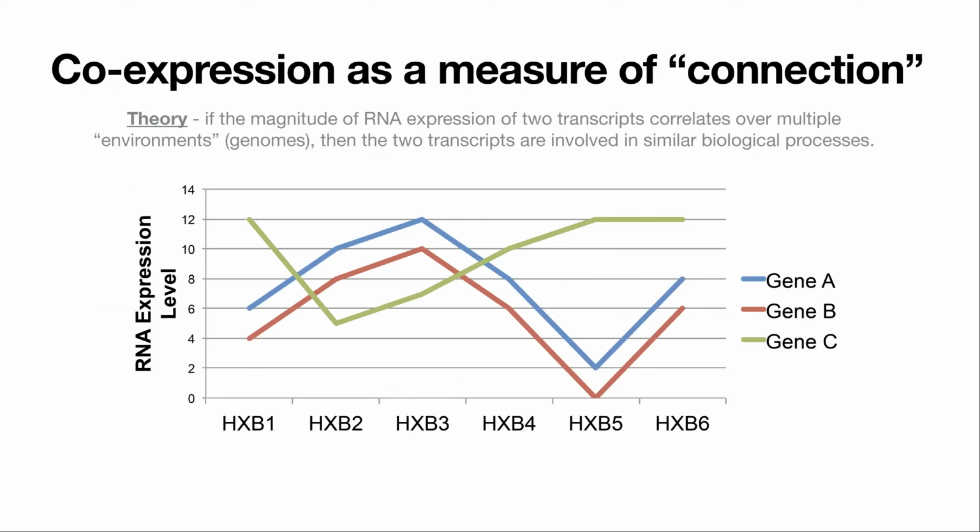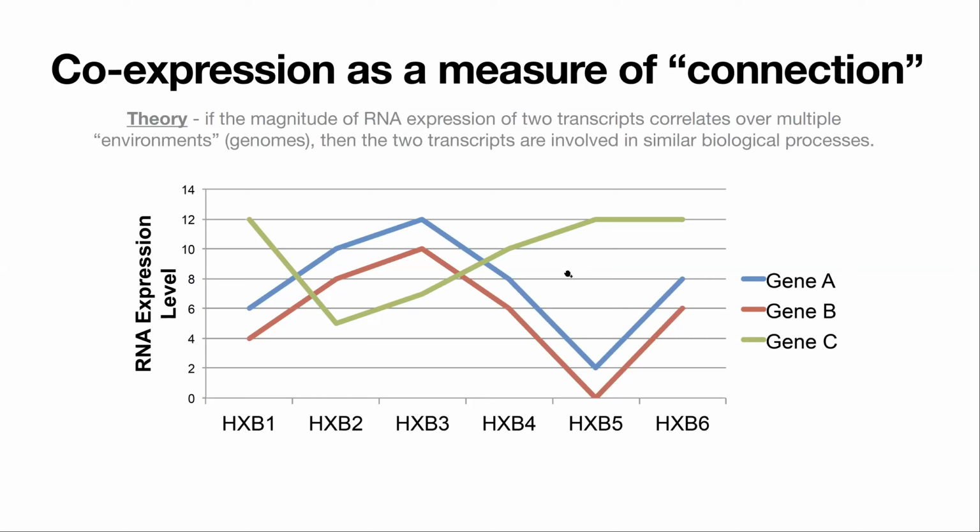So for the remainder of this talk, I'm just going to talk about the co-expression methods for identifying networks, not that the other methods aren't valid or don't add a lot of information. It's just to focus the talk.